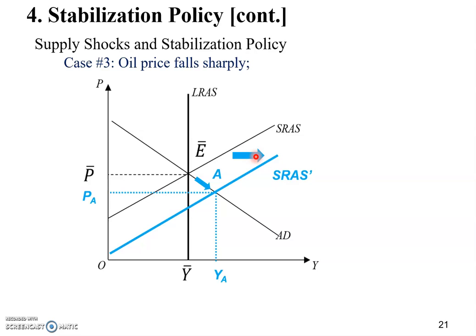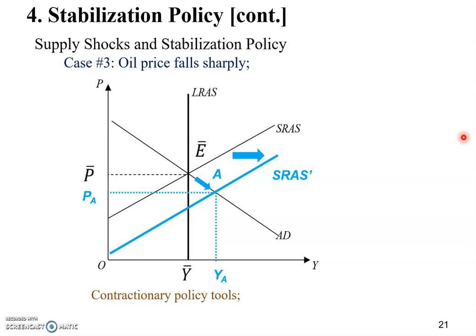Now, we already discussed this shock itself in the previous videos, right? We said that when oil price decreases, that means the production cost would be lower. So the economy would produce more, and so that's why there's a rightward shift of the short-run aggregate supply curve. So we're moving from E bar to point A. Now we find that the output level is higher than the potential, but the price level is lower.